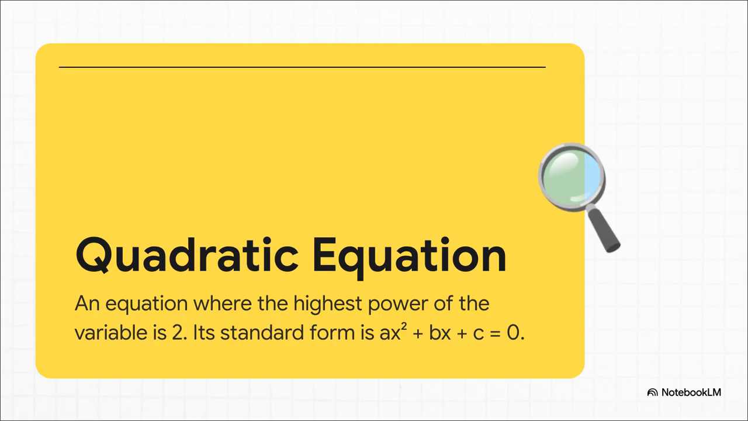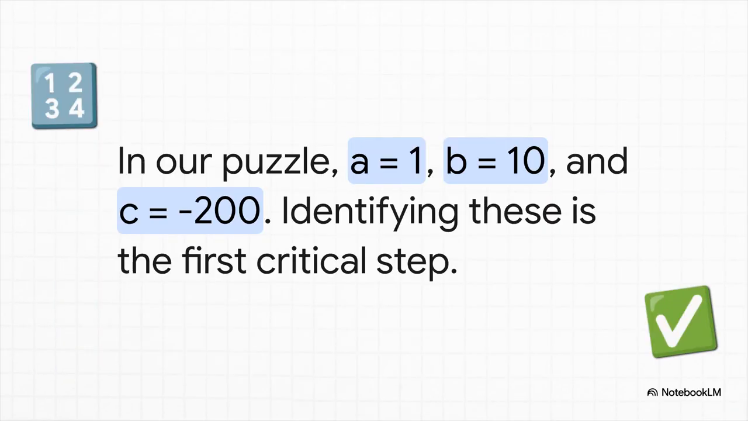The name quadratic actually comes from quadratus, which is Latin for square, and it makes sense because our variable, x, is squared. That standard form you see, ax squared plus bx plus c equals 0, think of that as the universal blueprint for every single one of these equations. So let's match our own puzzle to that blueprint. In our equation, a is the number in front of the x squared, which in this case is just 1. The b is the number next to the x, which is 10, and c is that constant number at the end, which is minus 200. Just identifying these three numbers is the first most critical step to finding our solution.